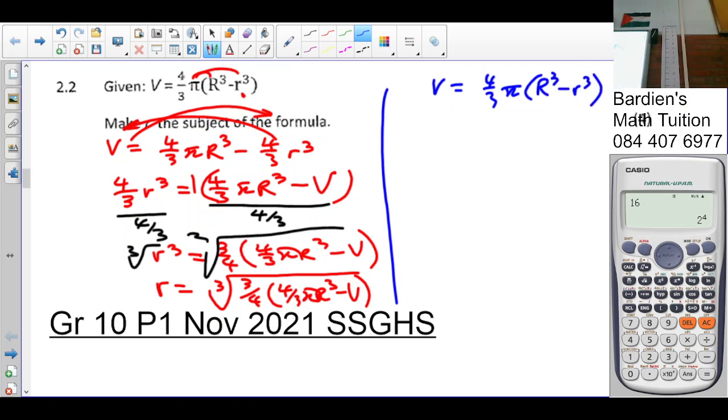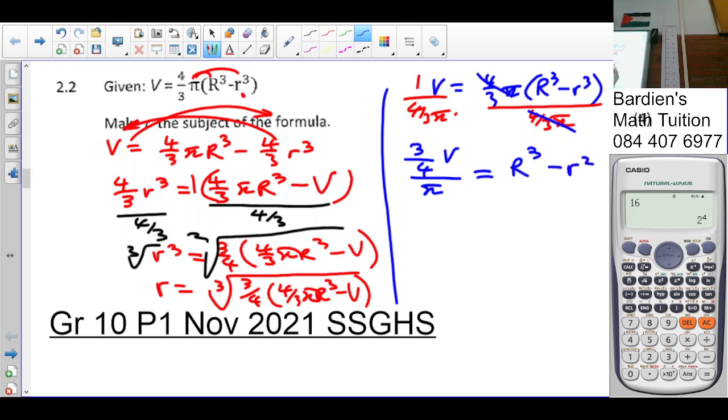Divide both sides by 4 over 3 pi to get rid of the bracket. Remember, there's a 1 in front of that. So it's simply going to be 3 over 4 v over pi is equal to, that cancels, r cubed minus lowercase r. Make that to the left, that's the other one to the right. So r cubed is equal to r minus 3 over 4 v over pi.